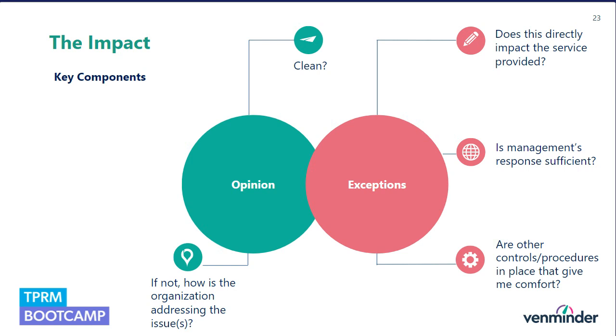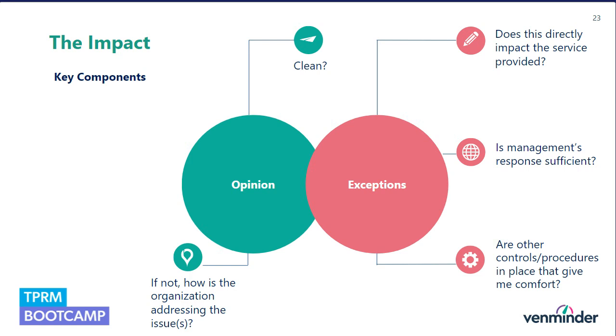So reading that opinion is not the end of what you need to do to make sure that everything is as it should be. You want to determine the impact to your organization from any exceptions that you found, review the management's response if one was given, and then look for any mitigating or compensating controls in place to lessen the impact of that exception.